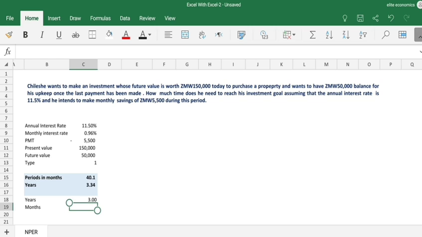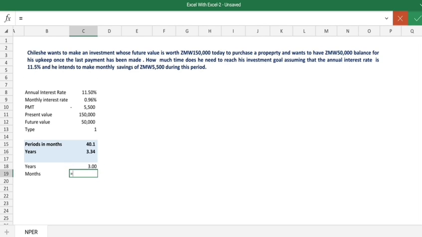Then the remaining is the months. So it will be these years minus the 3 complete years. Then we multiply it by 12 months. What we get is basically 3 years, 4 months. So 3 complete years and 4 months. You need about 3 years and 4 months to achieve his investment goal. Basically this is how you use the NPER function in the spreadsheet.